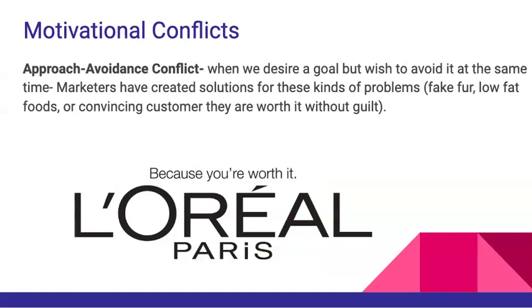There's also approach avoidance conflict. And this is where we desire a goal but wish to avoid it at the same time. So for example, this could be maybe I want to buy a fur coat, but I know that fur is bad for animals and not the most strong ethical decision. Or I may want to eat an ice cream sundae, but I know that that could be high in fat. So those are examples of approach avoidance.